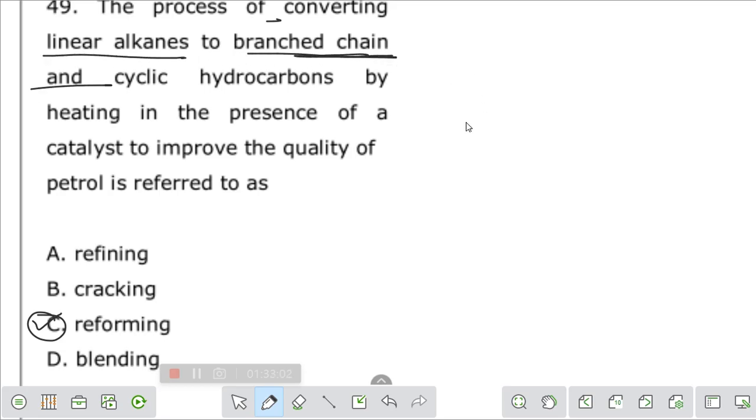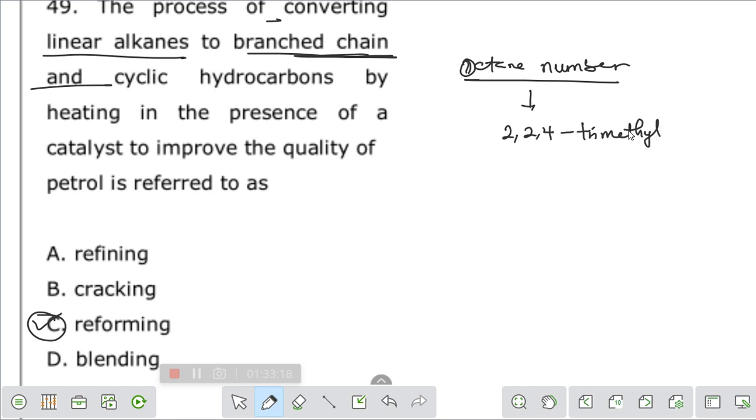So reforming is when you're converting linear alkanes to branched ones. Now there's something we need to know. There's something we call octane number. I did not teach you this. So octane number is the what? It is the measure or the percentage of 2,2,4-trimethyl. I've forgotten the compound. Just try to know it.